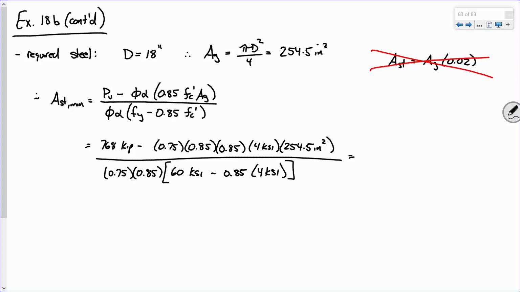Well, what do we get? 5.99. So what do you think is an appropriate amount of steel to go into this column? Without even going to the charts. It's so close to what? 6. How about 6 number 9s? There we go.